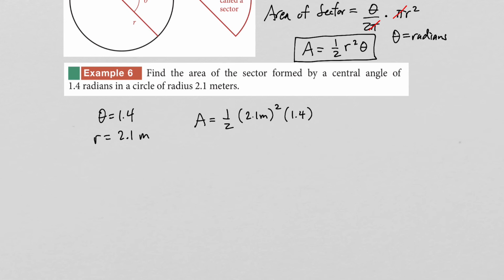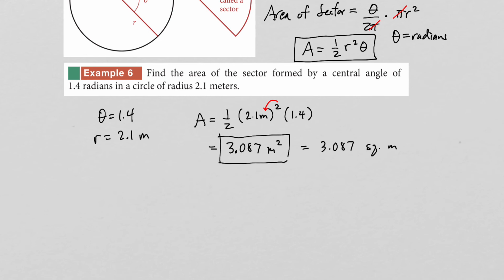And this can all be plugged into a calculator simultaneously. So if we do 0.5 times 2.1 squared times 1.4, calculator tells us this is 3.087. And now the units are going to be meters squared because you are squaring these meters. Okay? So our answer here is 3.087 square meters. I prefer to write it using the exponent notation, but both of these are good.